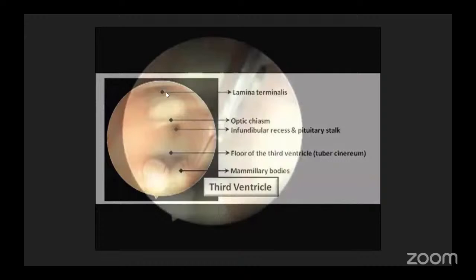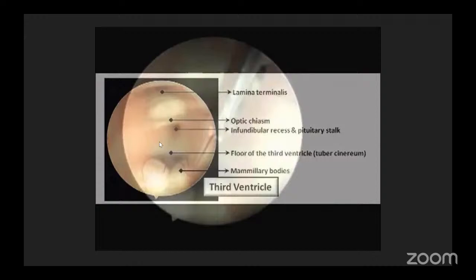You can see the lamina terminalis, the shadow for the optic chiasm, then the infundibulum and the infundibular recess as well. Between the infundibular recess and the mammillary bodies, there was this gray matter structure which was making up this floor, which is the tuber cinereum, floor of the third ventricle. What is this shadow? This bluish shadow? The basilar tip. That's right. This is the basilar artery. Tuber cinereum is slightly anterior.